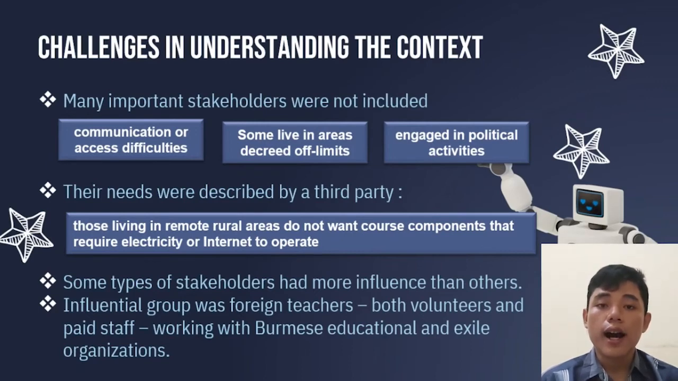Their needs are often explained by third parties or assumed, like those living in remote rural areas do not want course components that require electricity or internet to operate. Some types of stakeholders have more influence than others. It is a challenge to extract meaningful comment from the majority of their core target group. One particularly influential group are foreign teachers, both volunteers and paid staff, who work with Burmese education and exile organizations. These people are more likely to have the time, confidence, and educational background needed to offer an opinion.